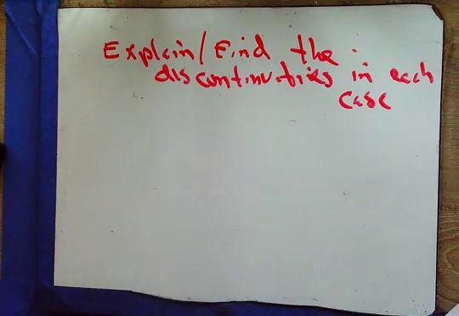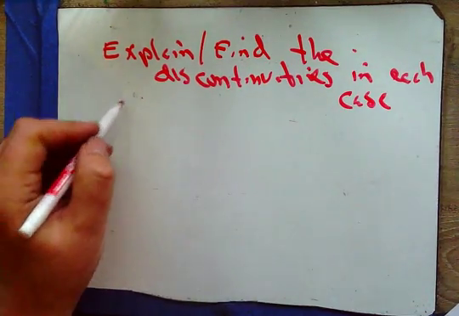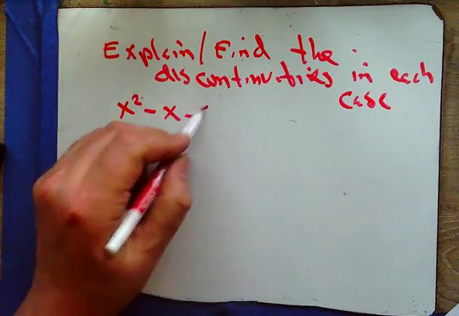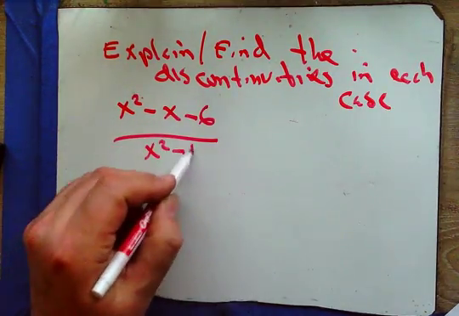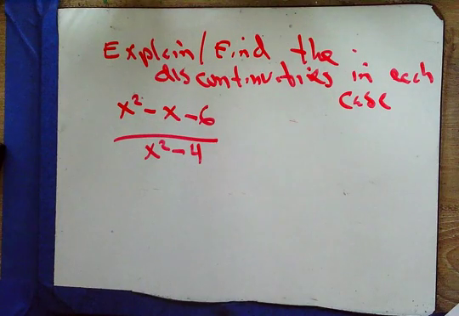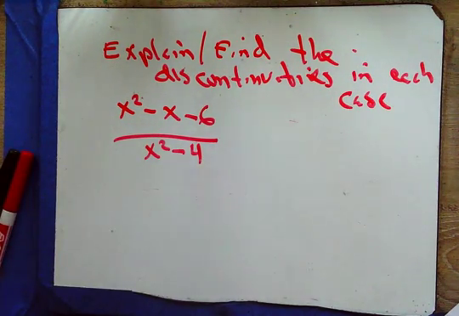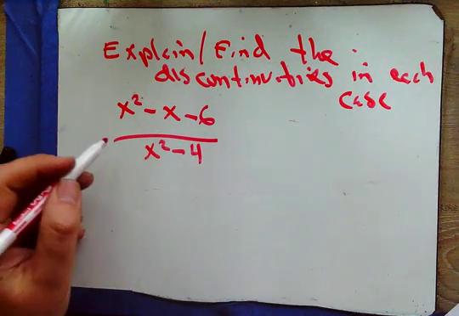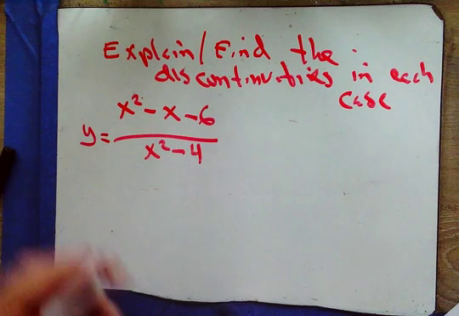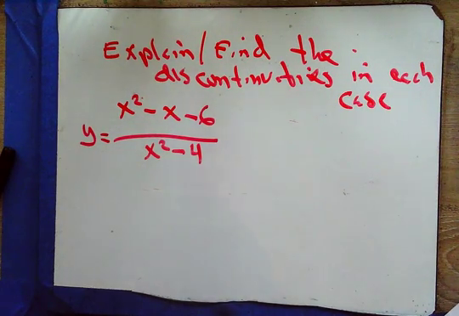How about this one? x squared minus x minus 6 over x squared minus 4. Please determine any discontinuities for this function. Okay, pause the video, give it a try.